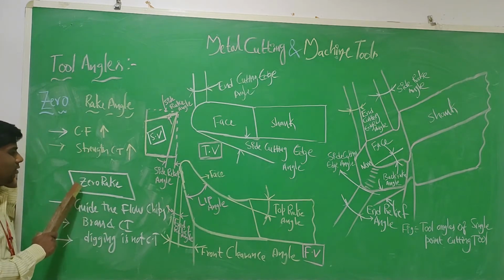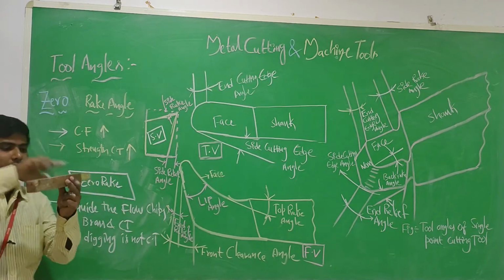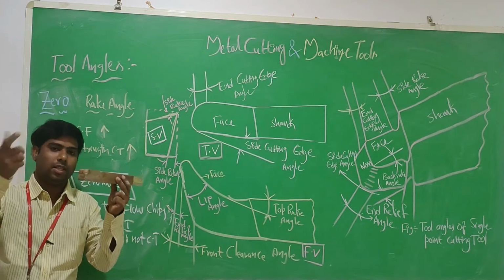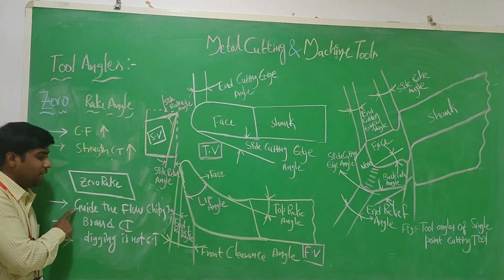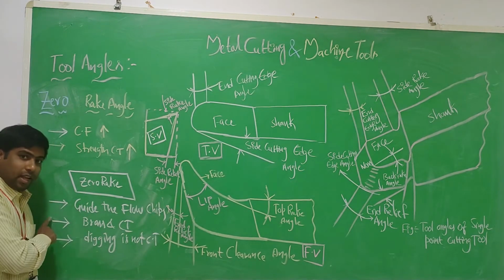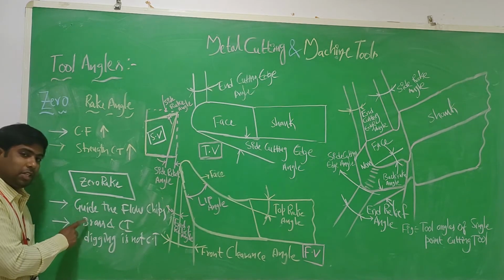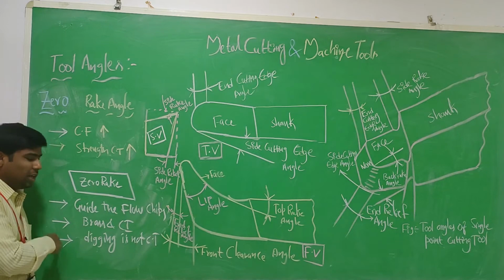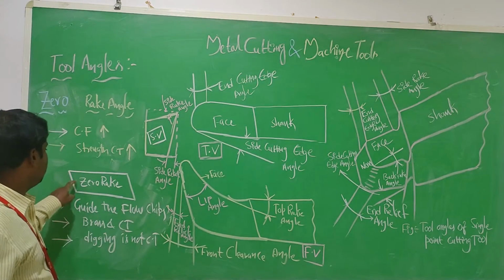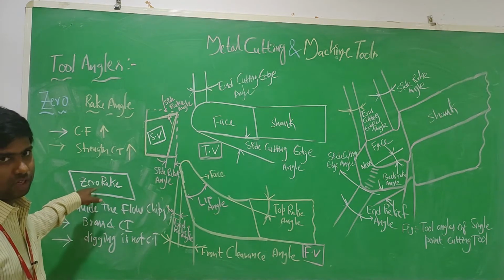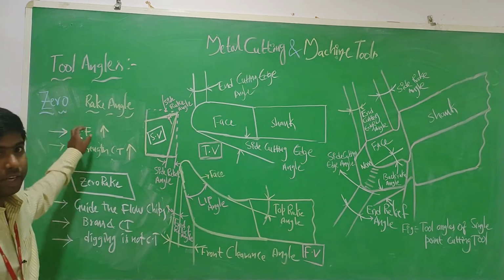So this is the cutting edge. If there is no rake, no inclination, that is called a zero rake angle. Zero rake angles can guide the flow of chips, and with zero rake angle tools we can machine brass and cast iron also. Drilling is not possible because there are no helix shapes. That was it: digging is not possible with zero rake angle tools.